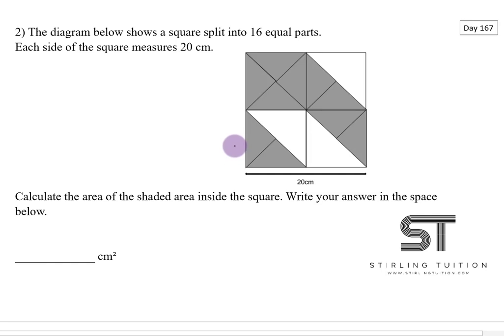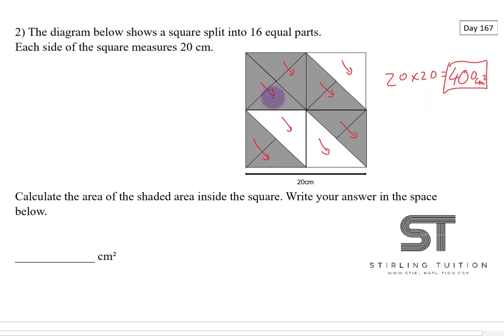Now there's a few ways to do this, and I personally think the easiest way is to split this into sections. So if you notice, we've got this is one section, 2 sections, 3 sections, 4 sections, 5, 6, 7, and 8. So of this, what we're going to do is find the whole area of all of it. So we'll do 20 times 20. So 2 times 2 is 4, and then add the 2 zeros on. So the whole area of the whole square is 400 centimeters squared.